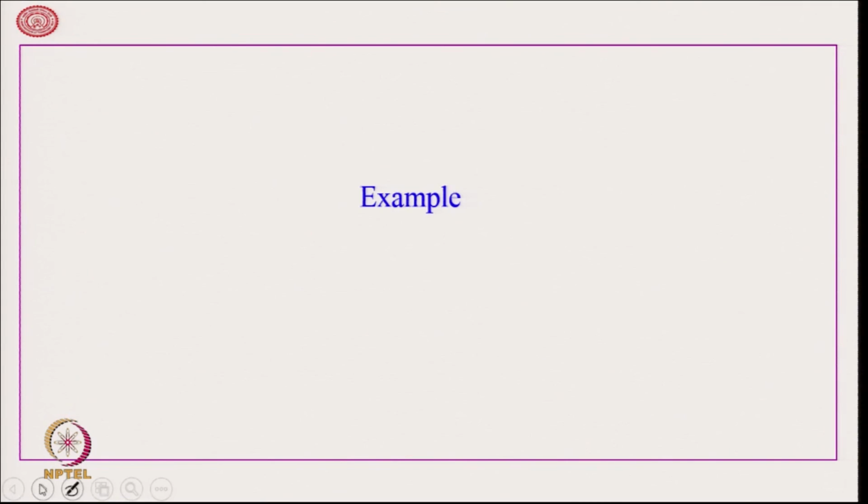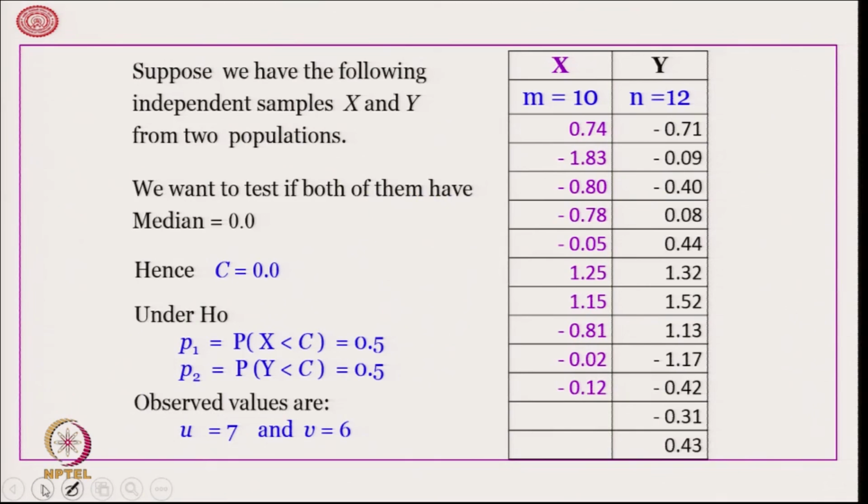So, let me illustrate with an example. Suppose we have the following independent samples of x and y. M is 10, that means there are 10 observations from x, and n is 12, that means there are 12 observations from y, and we are testing if the median is 0.0, that means the value of c that we have taken is 0, and under H naught P1, which is the probability of x being less than c, has to be half or 0.5.